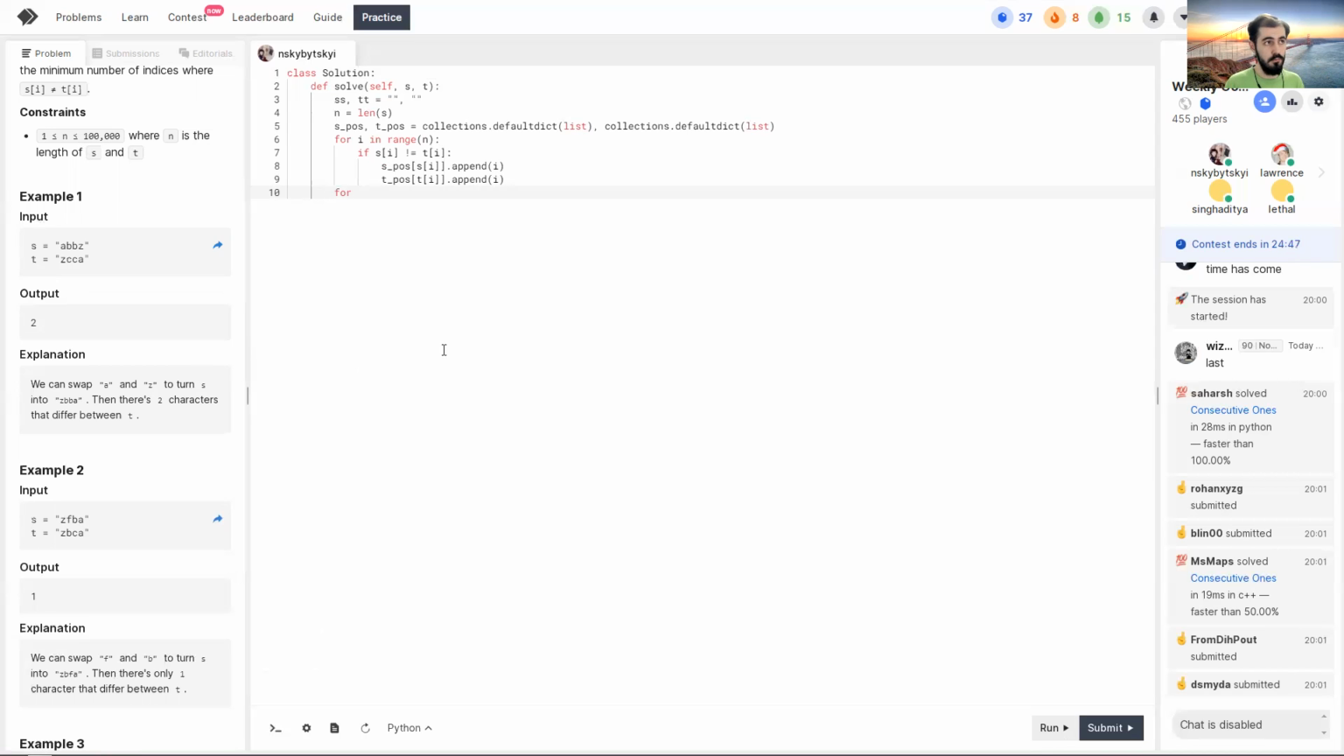Um, hmm. What if we actually store everything in sets? Then we can intersect these sets like so.